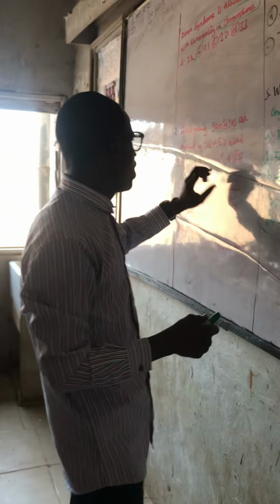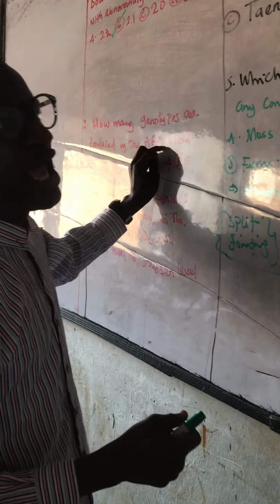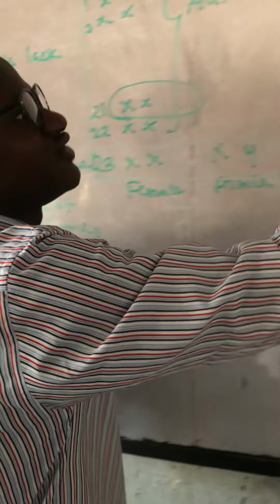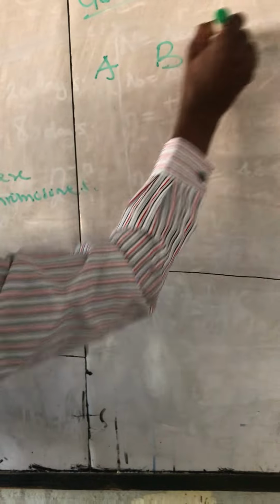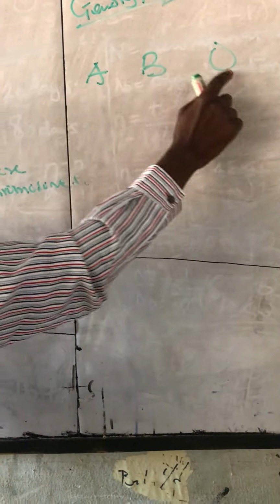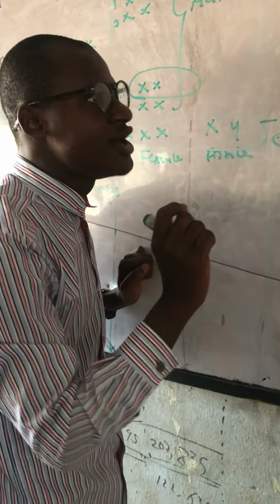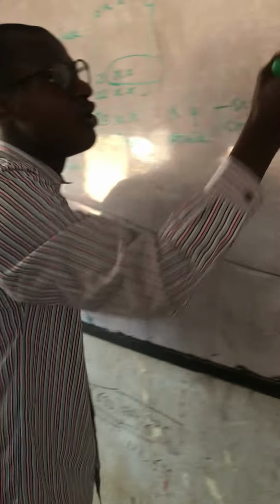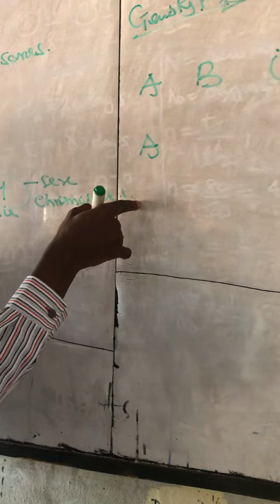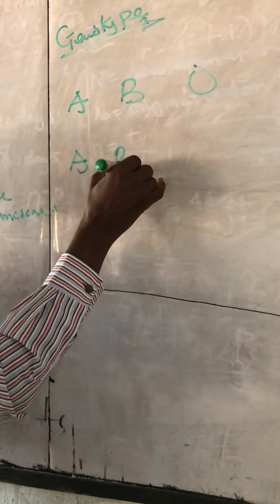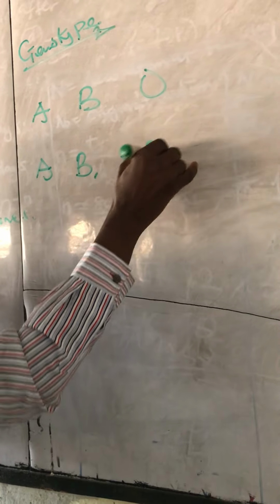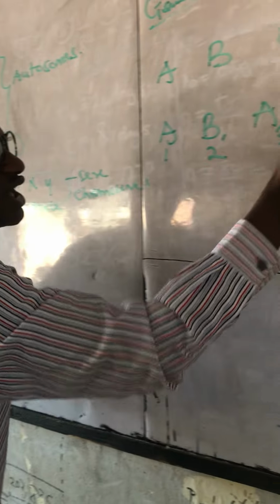Now, this question says according to the ABO blood group, how many genotypes can we derive from this? Just take note, maybe in our next class we are going to take the whole concept of blood. We have genotype A, genotype B, genotype AB, and genotype O, making it 1, 2, 3, 4.